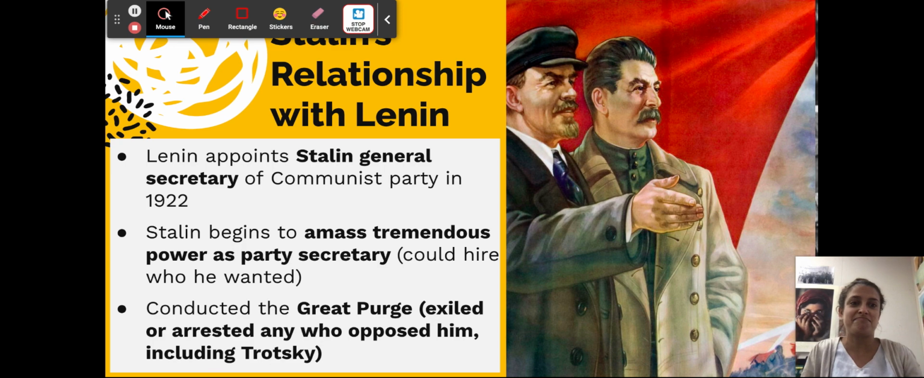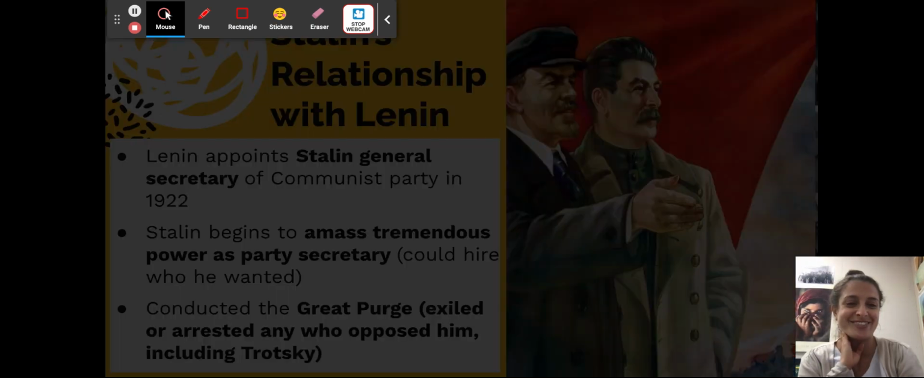He was able to centralize his power in a way that went unnoticed. And by the time that people did notice, it was too late. Even Lenin, who noticed that Stalin had taken a lot of control over the Communist Party, was too ill to take away that control. He then went on to conduct the Great Purge, where he arrested or exiled or kicked out anybody that opposed him, including his old friend, Leon Trotsky. And I know Ms. Glickman's going to talk a little bit about Leon Trotsky next week.